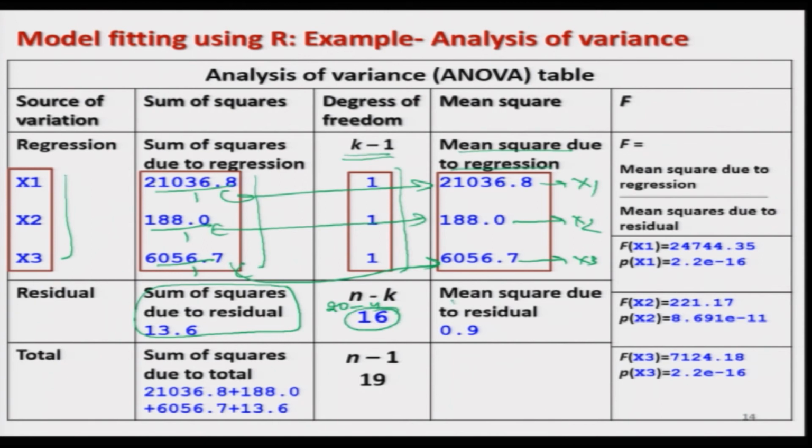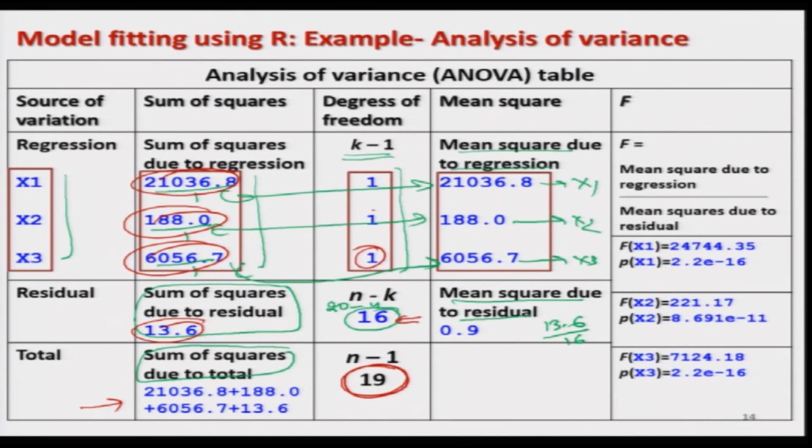And how to obtain the mean square due to residual? This is simply the sum of squares due to residual, which is 13.6, divided by 16, which is 0.9, right. And if you want to obtain, although we do not need this, the sum of squares due to total, you simply have to sum these sums of squares, which I am highlighting in red: this one, this one, this one, and this one. And the same is for the degrees of freedom. The degrees of freedom corresponding to the total is the sum of all the degrees of freedom.